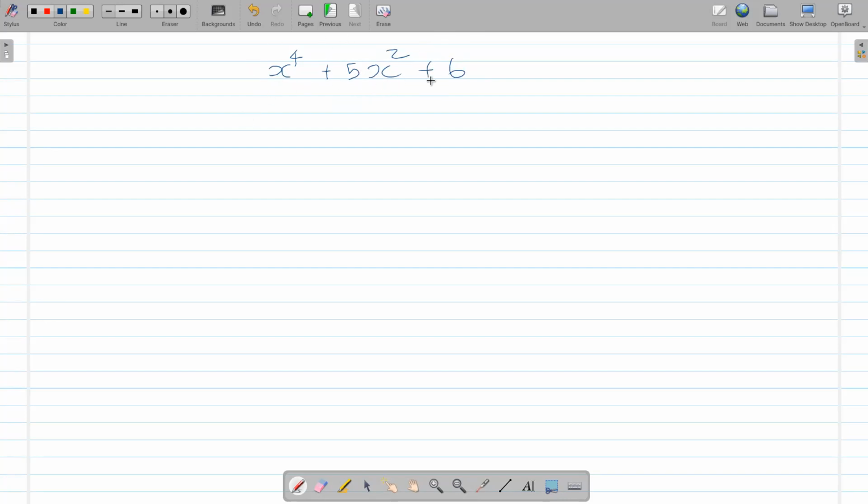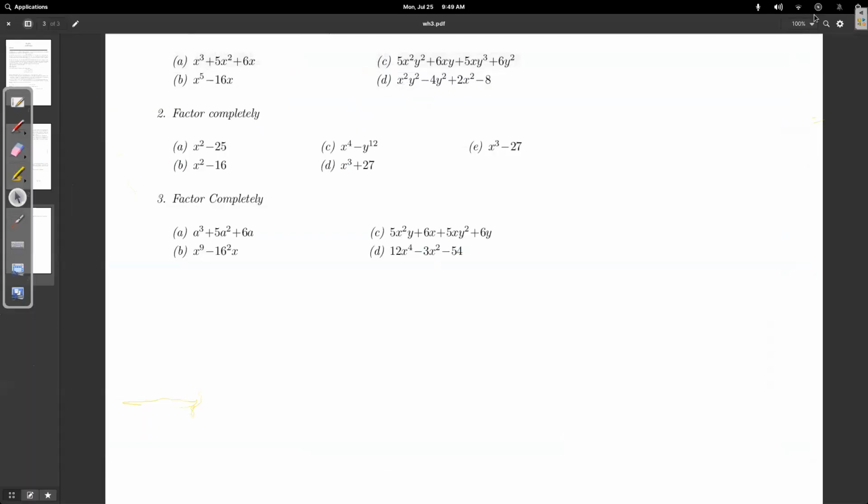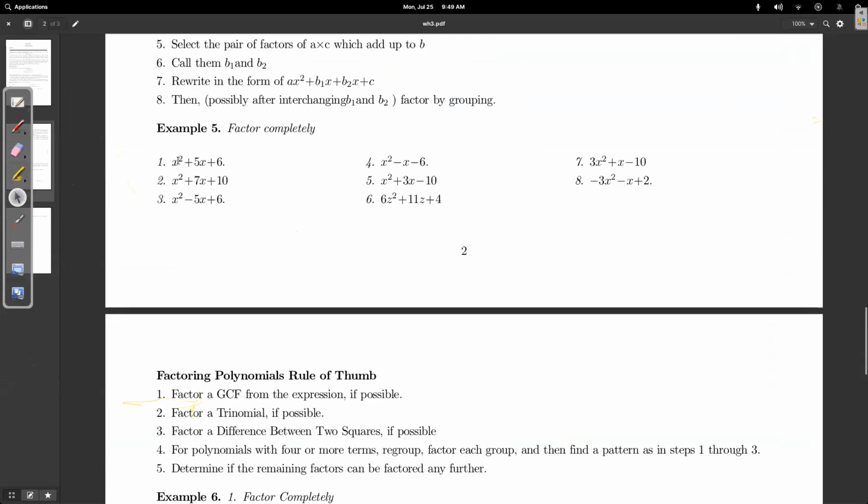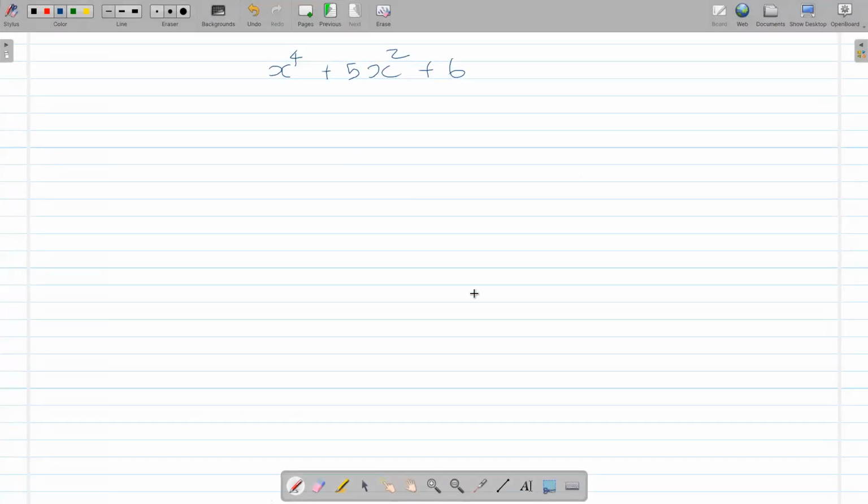Okay, let's say I want to do this one. There is nothing common here. There are 3 terms, so I can use that middle term method you learned here. You can use this one: x squared plus 5x plus 6. But here I have x to the 4, which is double the power. So if this question is half of here, I can use this method.